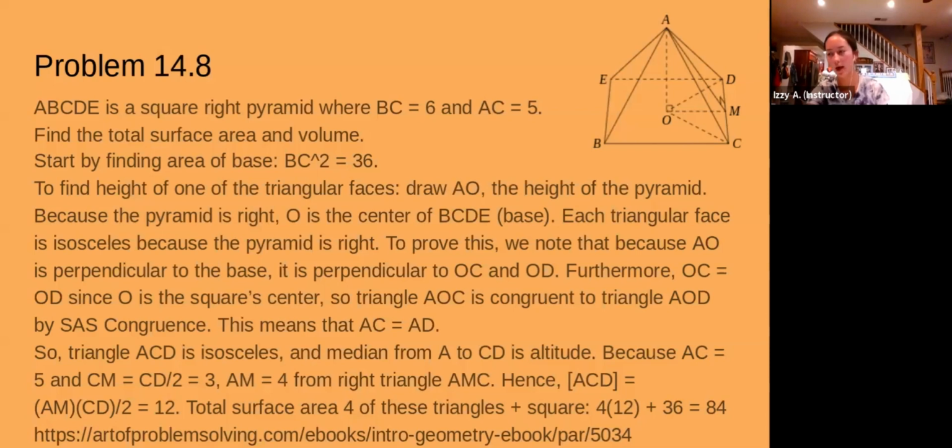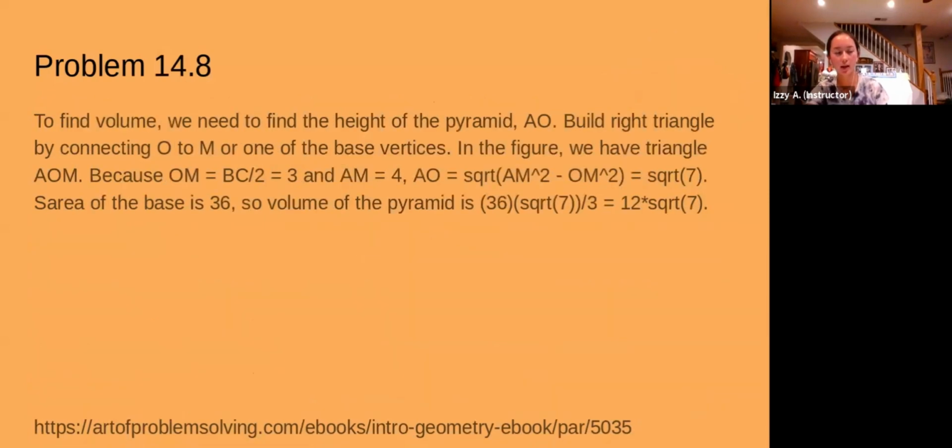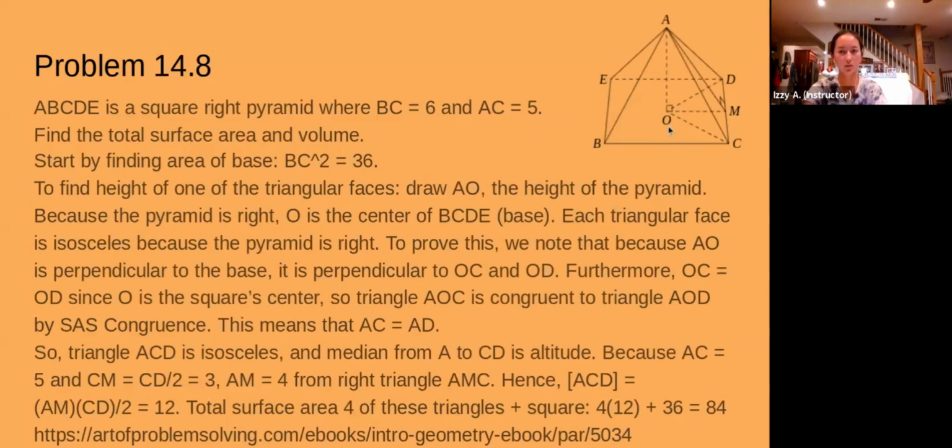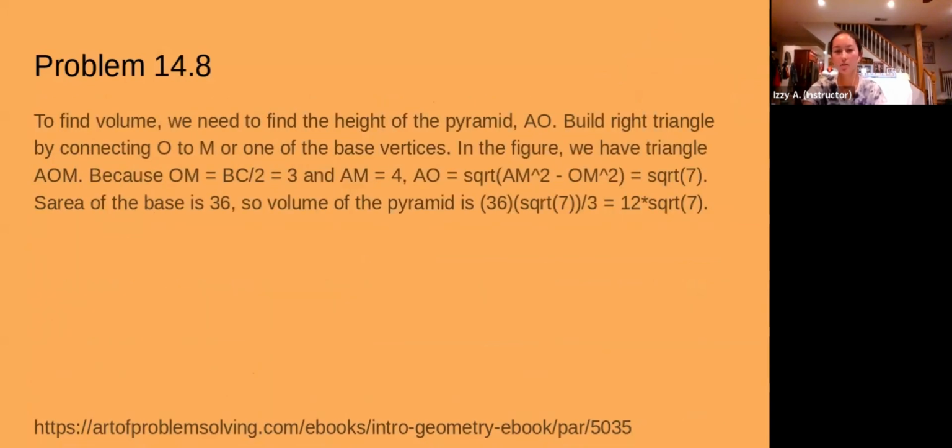Okay, I will go ahead and go to the next slide. So to find the volume, what we would do is find the height of the pyramid, AO, because we already know the area of the base. So you can build a right triangle by connecting O to M over the base vertices. If we go back to the image, we can see that we built our right triangle.